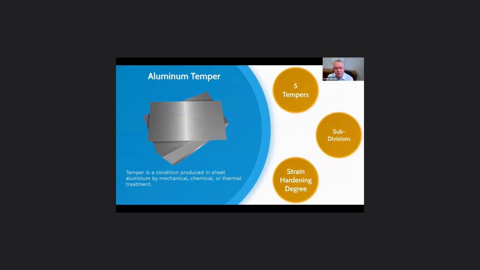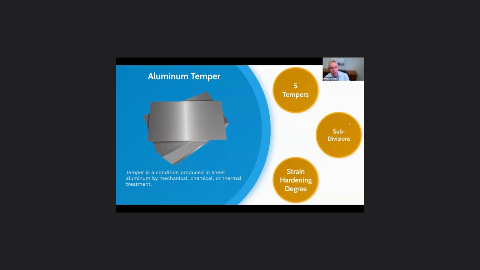So let's get into tempers. Today we're going to discuss 5 tempers, some of their sub-designations, and then we'll dive in a little bit more into strain hardening. Thinking about temper, you can consider a paper clip as an example. This is something that's pretty easy to bend and work around. One of the ways that they strengthen aluminum is by strain hardening it or work hardening it.